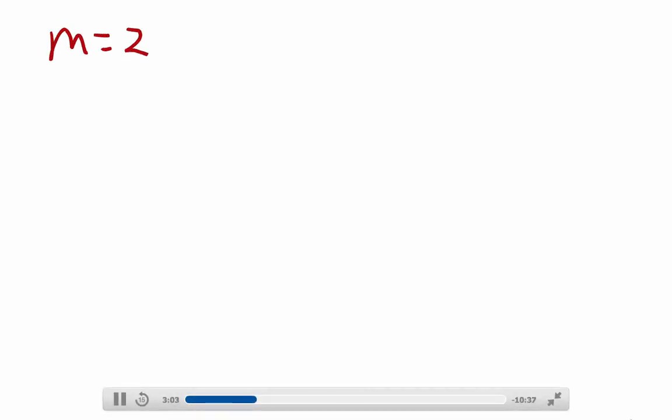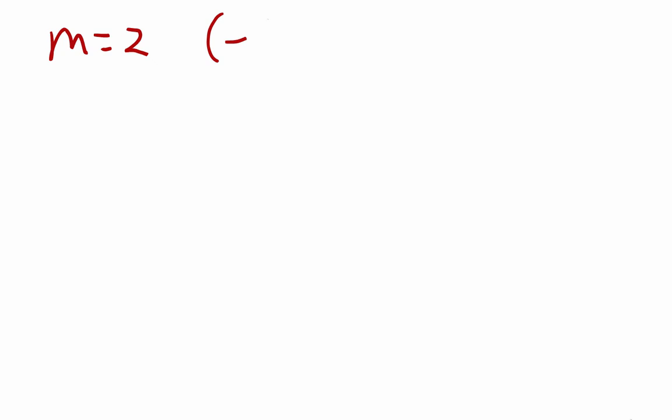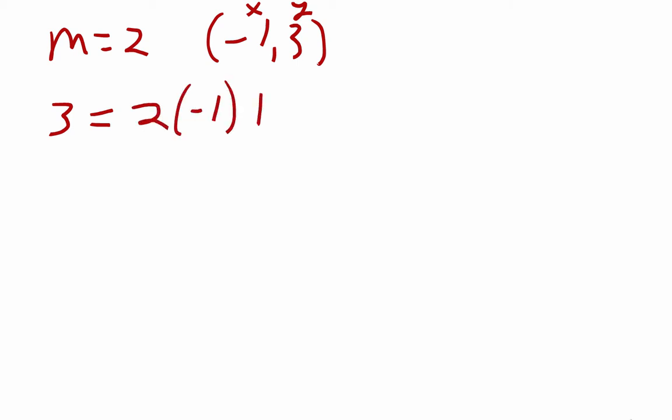So let's say I have a slope of 2 and a point of negative 1, 3. Remember that's x and y. And since I want to write it in linear equation form, which is y equals mx plus b, I can put y is 3, my slope is 2, x is negative 1, and what I don't know is where it crosses the y-axis. So that's what I'm going to find out.